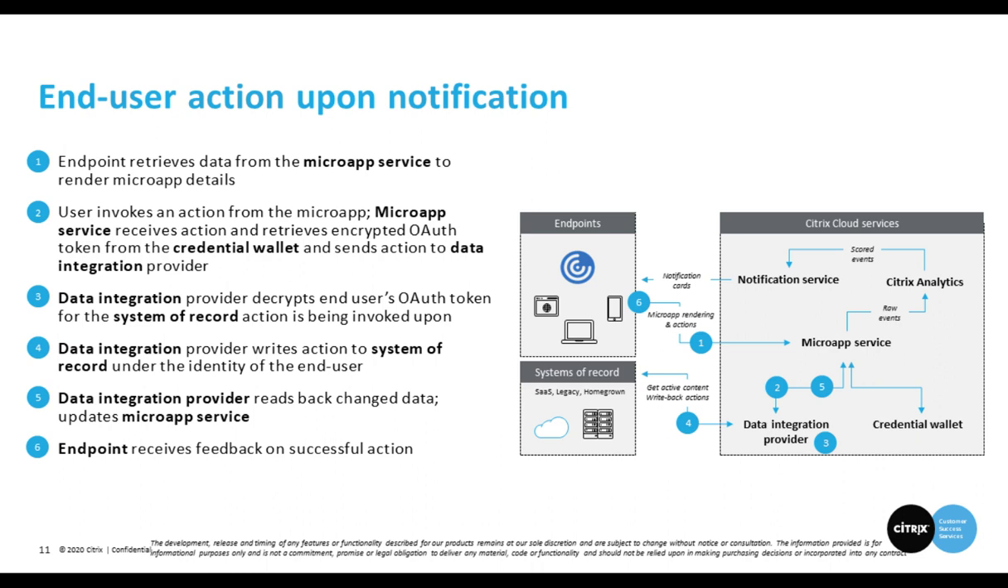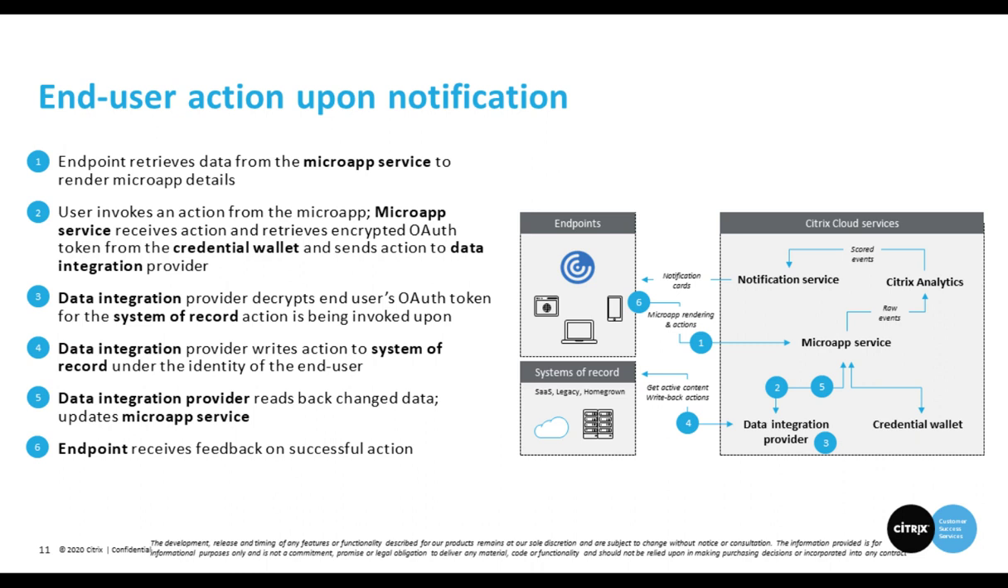The data integration provider then will decrypt the user's OAuth token stream, and then we'll send it over to the system of record for it to be enacted upon. Data integration provider is then also going to write that action to the system of record under the identity of the end user. So it's not coming from a specific resource account that needs to connect to the system of record. This actually works as if it is the real user. It is the user's context. It is their permission structure that you're leveraging. And we are enacting that change on behalf of the user.